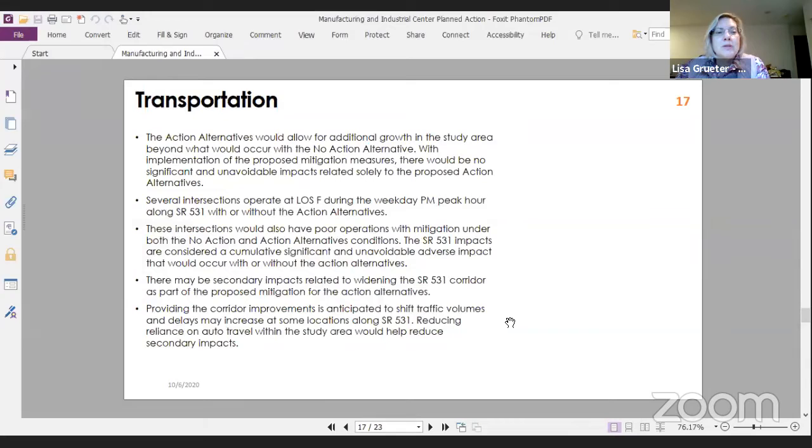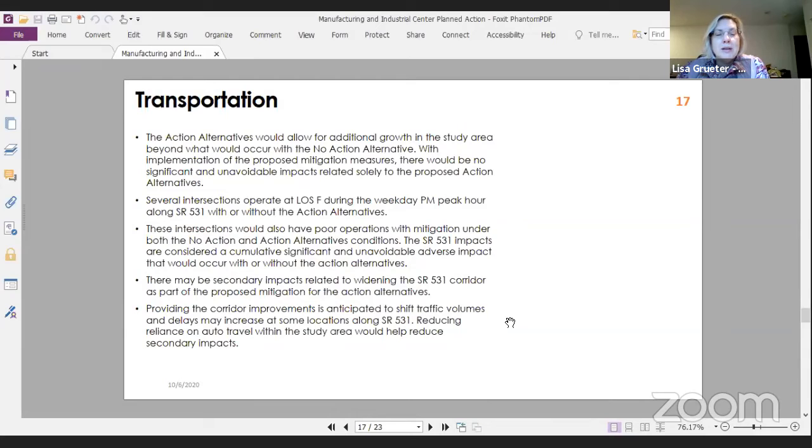There are several intersections that operate at LOS F, level of service F, during the weekday PM peak hour that would happen with or without the action alternatives. There are 3 intersections that would have worse operations under both the action and no action alternatives. And those that wouldn't improve, regardless of the alternative selected, would be considered significant unavoidable impacts.